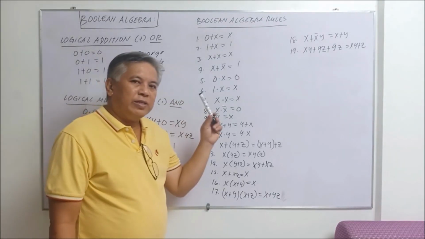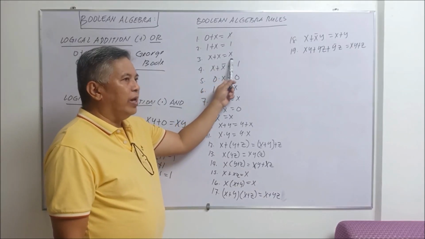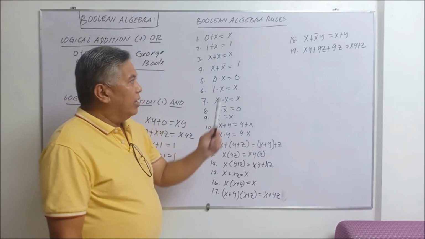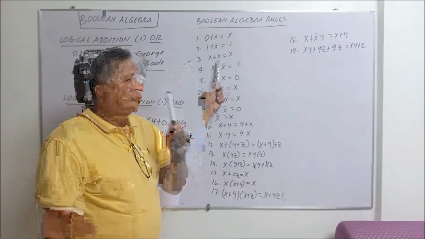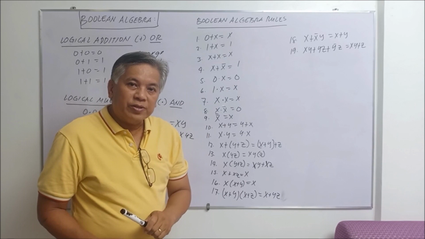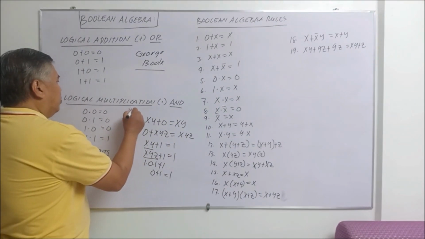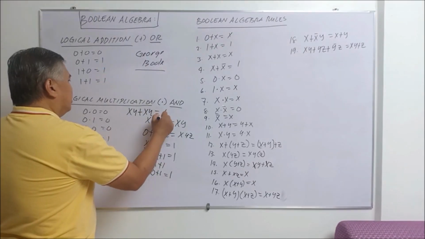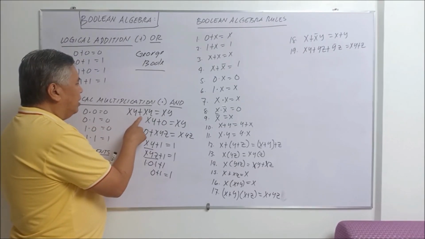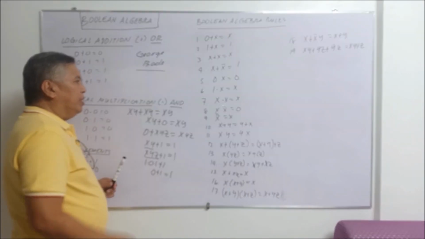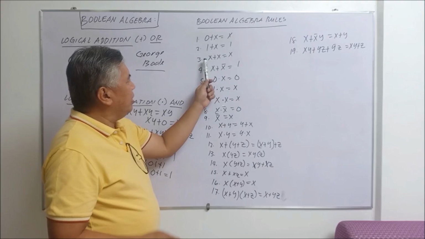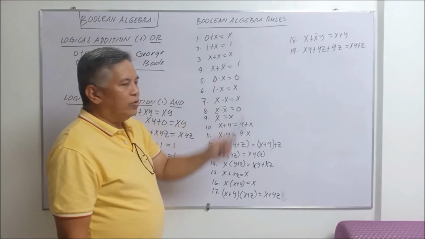What does rule number 3 mean? x plus x is equal to x. Meaning, a variable or variables added to the same variable or variables is equal to that variable or variables. For example, you have xy plus xy. The answer is xy. So that is rule number 3: x plus x is equal to x.